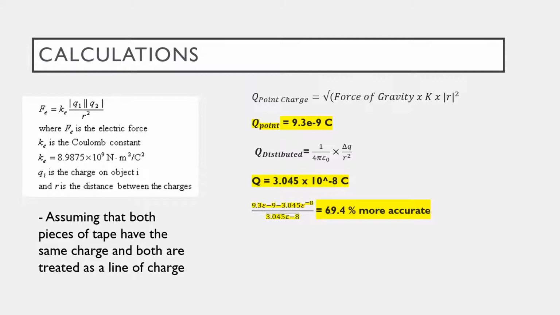I use the equation 1 over 4 pi epsilon naught times delta Q over R squared, and I got that the charge would be 3.045 times 10 to the negative 8th coulombs. By assuming that the tape is an evenly distributed line of charge, I got that this answer was 69.4% more accurate than assuming that the tape was a point charge.